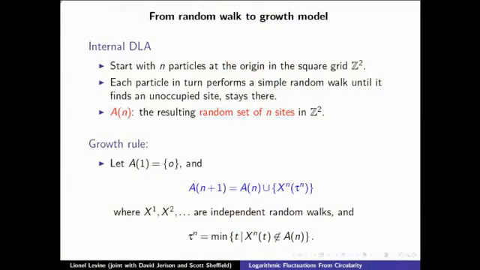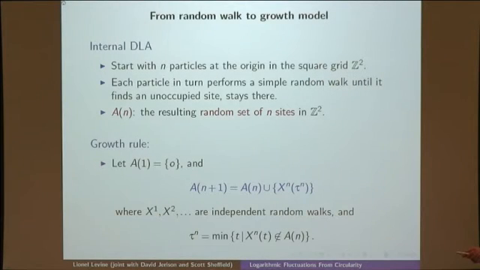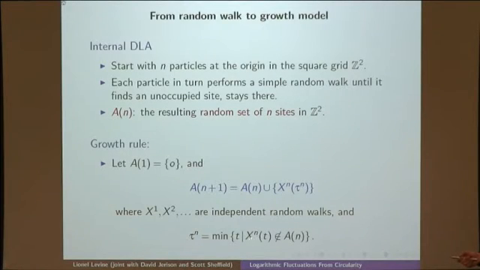So here on the bottom of the slide, I'm writing out in symbols what I've written in words on the top. So I define this random set inductively. Once I have An, I define An+1 as the union of An with a single additional point, Xn of tau n, where these X's are independent simple random walks in Z2. And tau n is the stopping time. It's the first time that this nth walk reaches a site that's not in the set An.